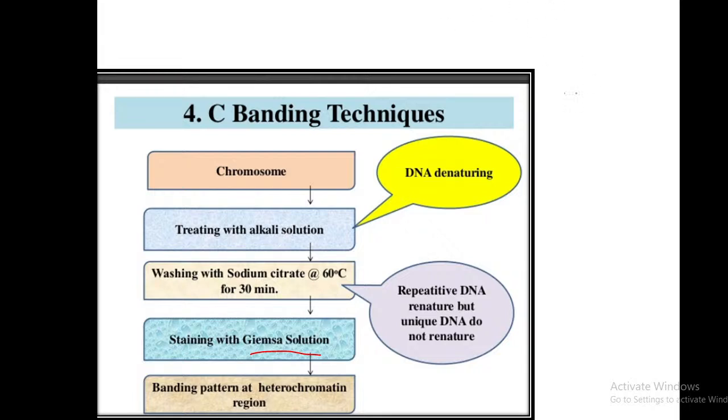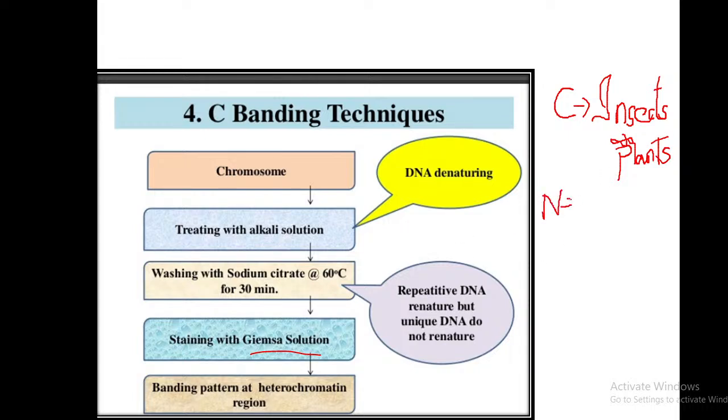And this C banding is commonly used for insects and plants. C banding is used for insects and plants. Then N banding.